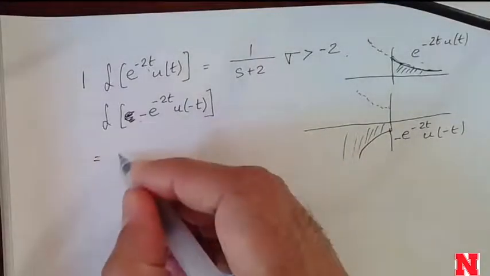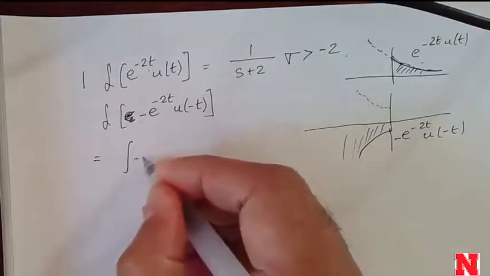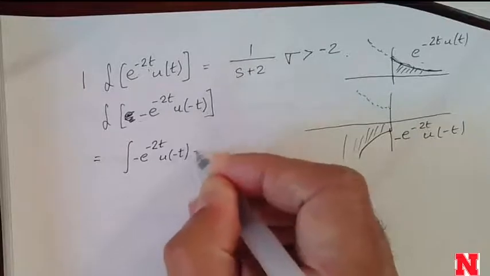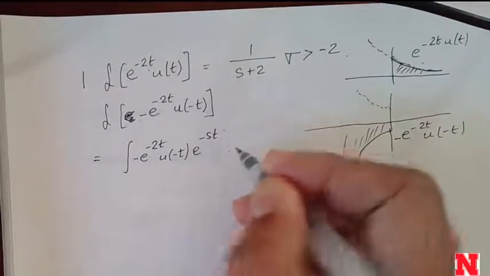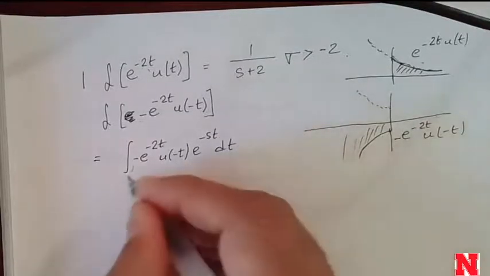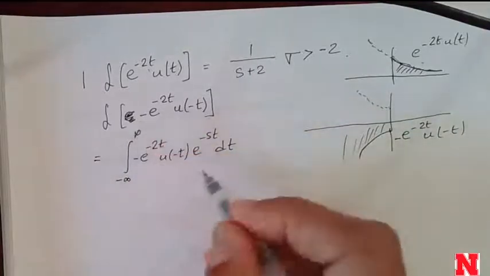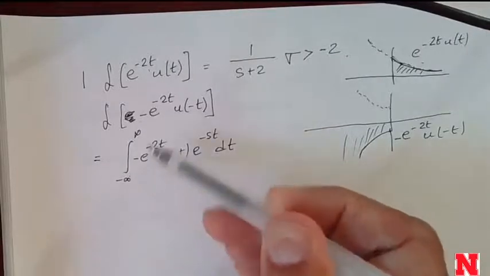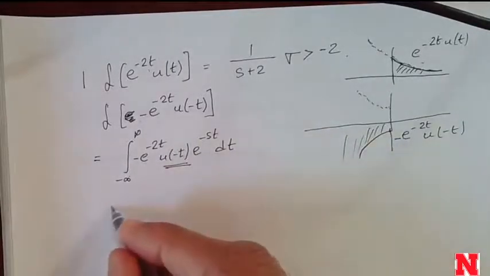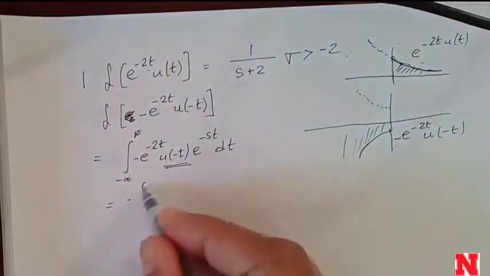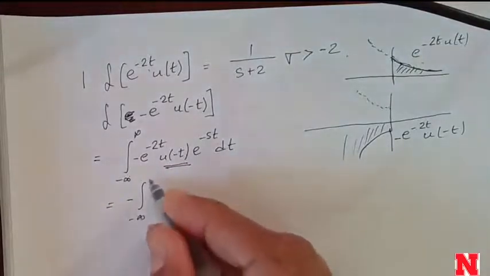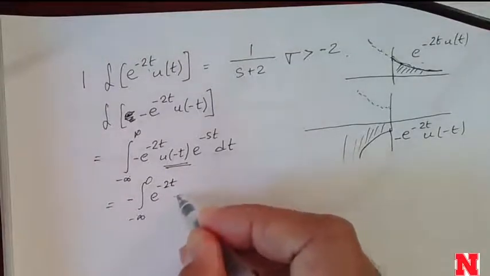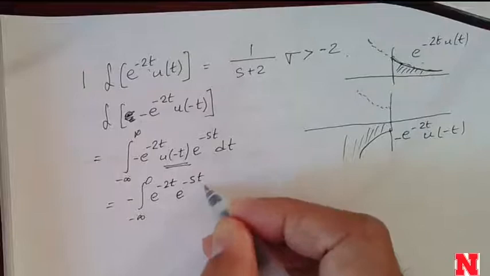So let's write it out. That is minus e to the minus 2t u of minus t times e to the minus st dt, and the integral is from minus infinity to infinity. The u of minus t will make this the integral from minus infinity to 0. So this is equal to, I'll take the minus outside, minus the integral from minus infinity to 0 of e to the minus 2t e to the minus st dt.